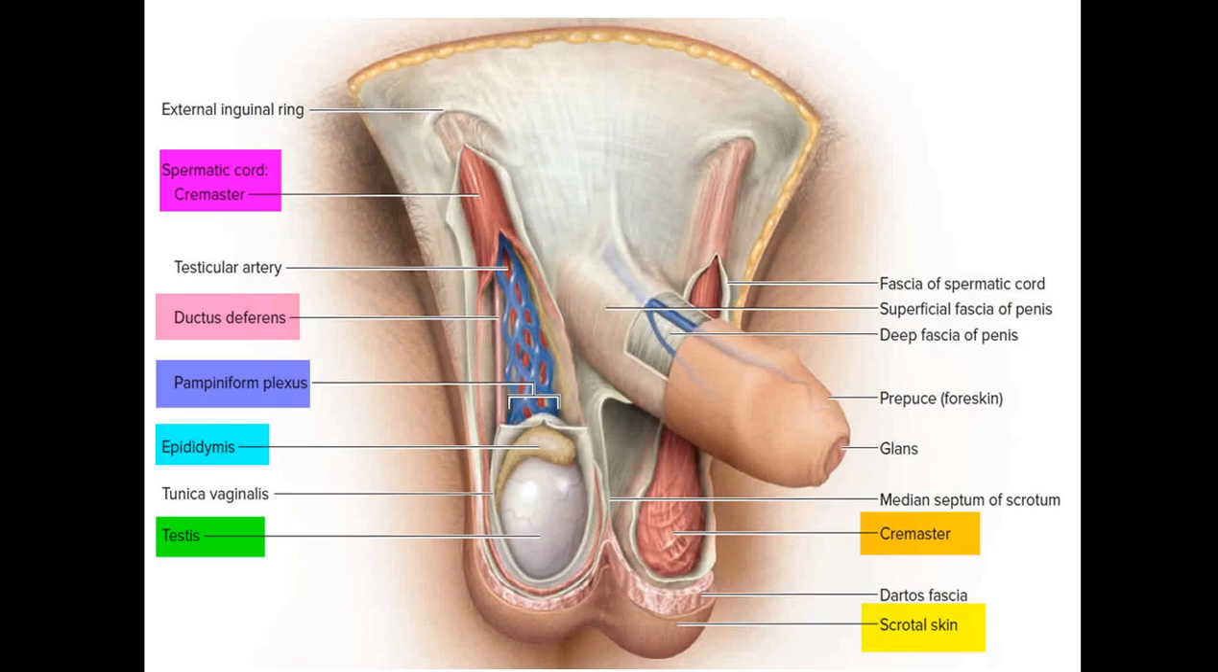So a great little picture here showing everything from the spermatic cord to the pampiniform plexus. We've got the testicular artery back there, the epididymis, the testes itself, the prepuce, the glans penis, the cremaster muscle versus the dartos muscle we can see, and the scrotum. So a great little picture here.